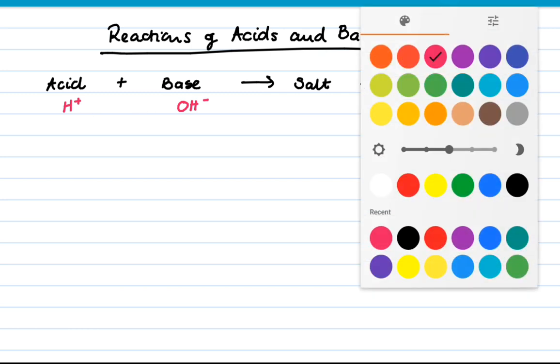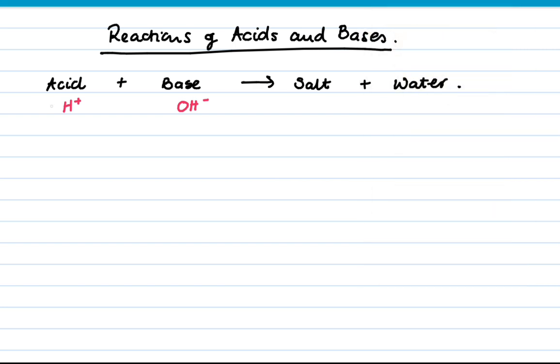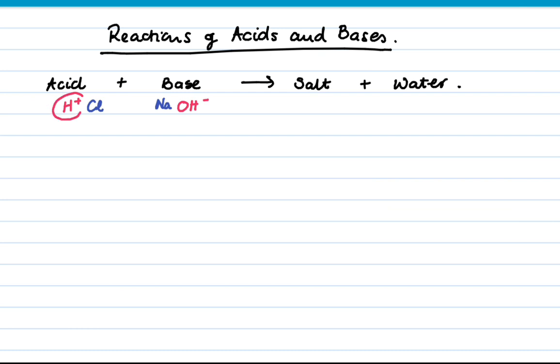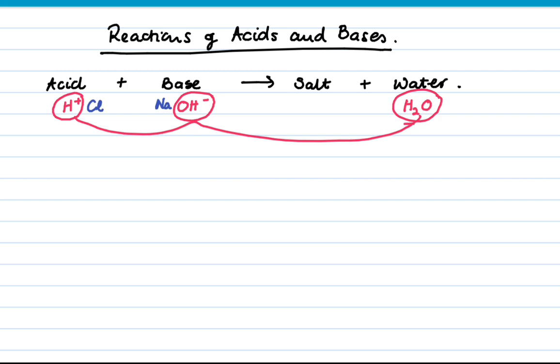For example, in our acid there can be chlorine, which makes it hydrochloric acid. Then in our base there can be sodium, which makes it sodium hydroxide. Is that okay? So when our reaction takes place, the H plus from the hydrochloric acid and the OH from the base will join together and produce H2O, which is water. So the H plus joins with OH and produces H2O.